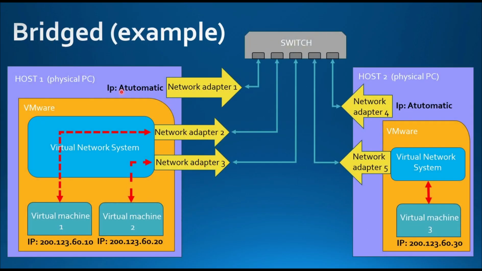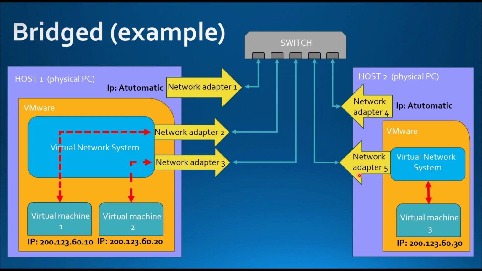We have host 1 with the IP address set to automatic, connected by an Ethernet cable to a switch with its own physical network adapter, symbolized in the diagram as network adapter 1. Inside the host, we have 2 virtual machines, each configured with the network in bridged mode, so each machine will have its own virtual network adapter, symbolized as network adapter 2 and 3. We also have another physical PC, host 2, connected to the same network as host 1.